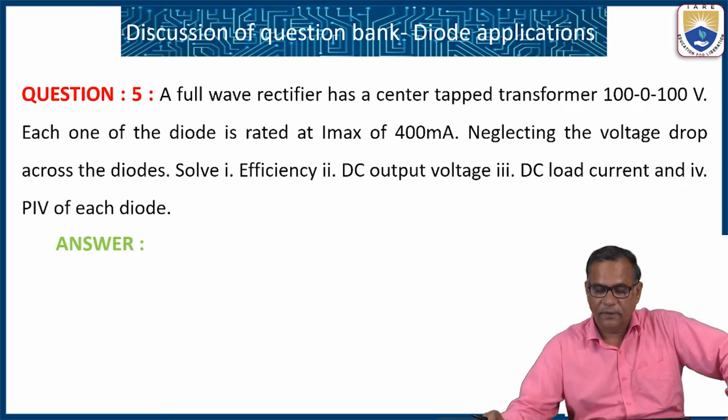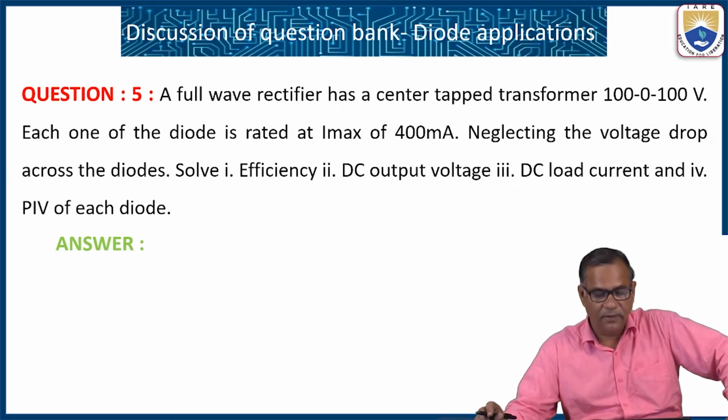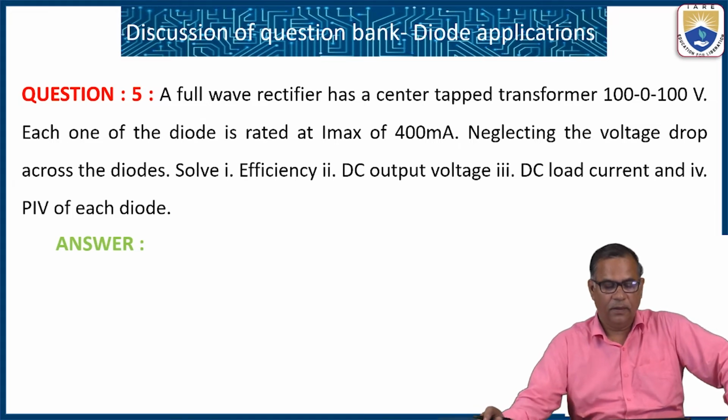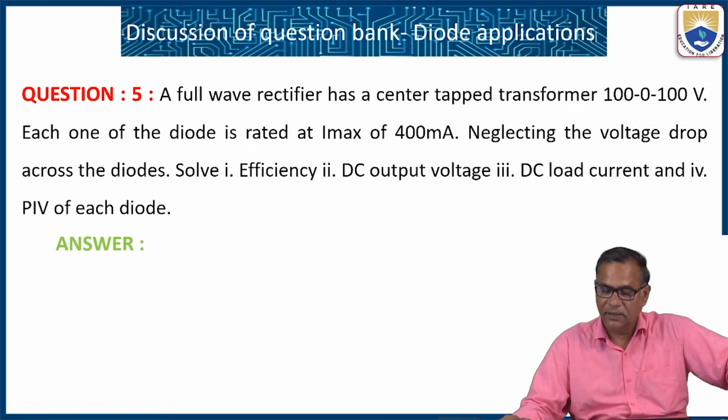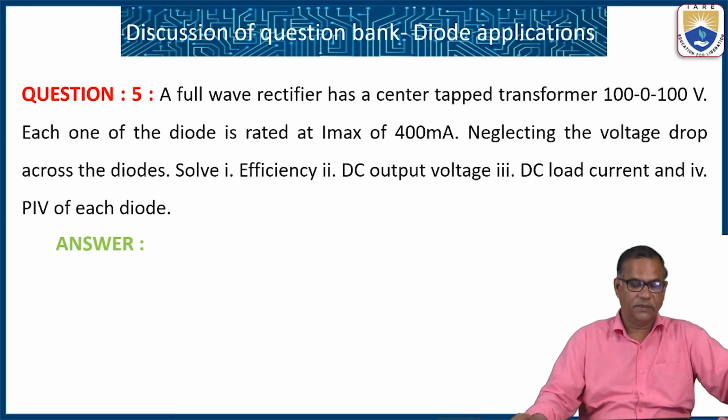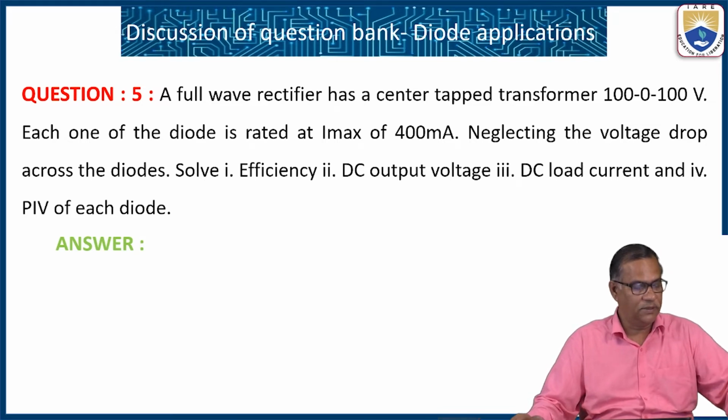Question number 5 is regarding the full wave rectifier. So a full wave rectifier has a center tap transformer with 100-0-100 volts. So we assume that 100 as amplitude, and each one of the diode is rated at Imax of 400 milliamperes. So neglecting the voltage drop across the diodes, solve the efficiency, DC output voltage and DC current and PAV of each diode.